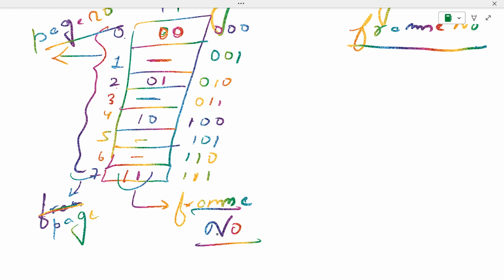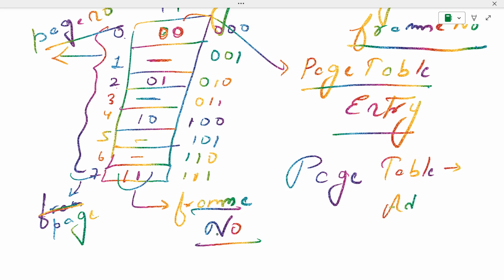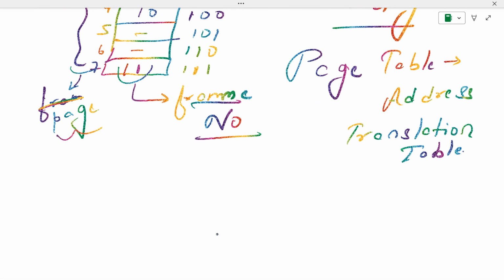Each page number is associated with a particular frame number, so this is also known as the page table entry. For each page, we provide the particular frame in which the page is present. The page table is also known as the address translation table, because it translates the logical address to the physical address. And the number of entries in the page table is equal to the number of pages in the LAS. Obviously, for each page we need to assign a particular frame, to denote where this page is present.